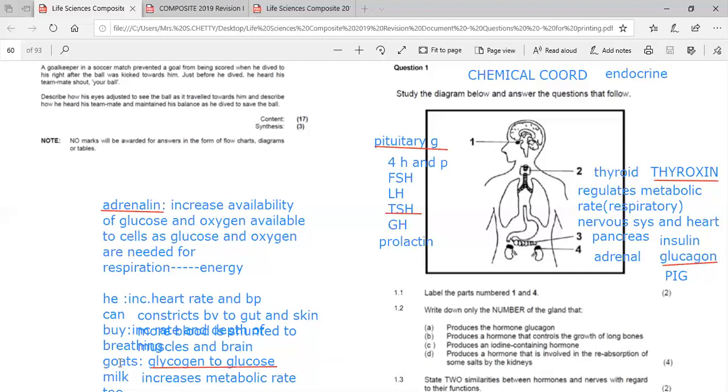He can buy, not breathing, he can buy goat's milk too. Write down these mnemonics if you are not taught by me, and it's an excellent way of remembering your work.